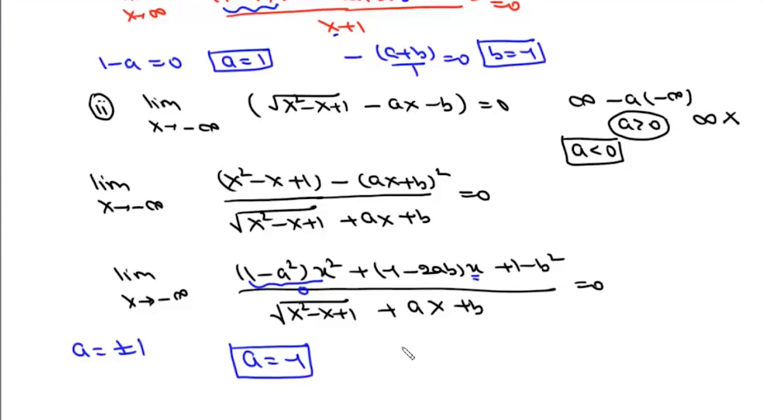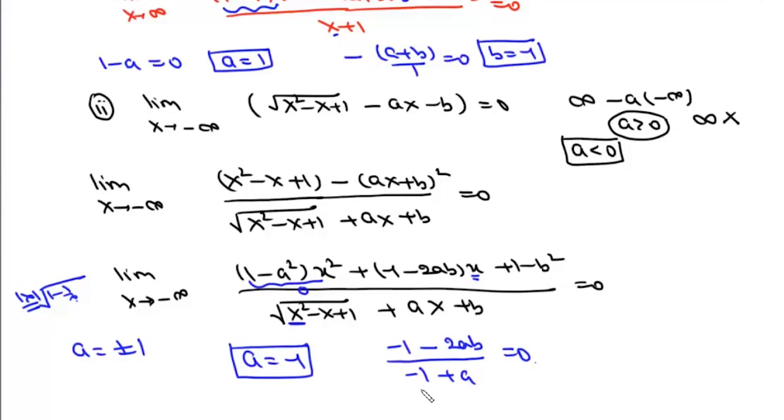Now coefficient of x in the numerator will be minus 1 minus 2ab upon, now here if we take x square common, then it will be this mod x times 1 minus 1 upon x, and this mod x is minus x, so it will be this minus 1 plus a, and it must be 0.